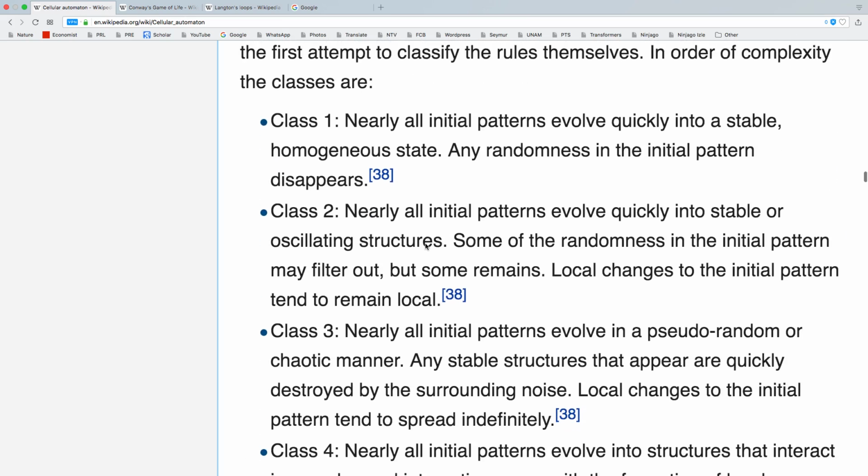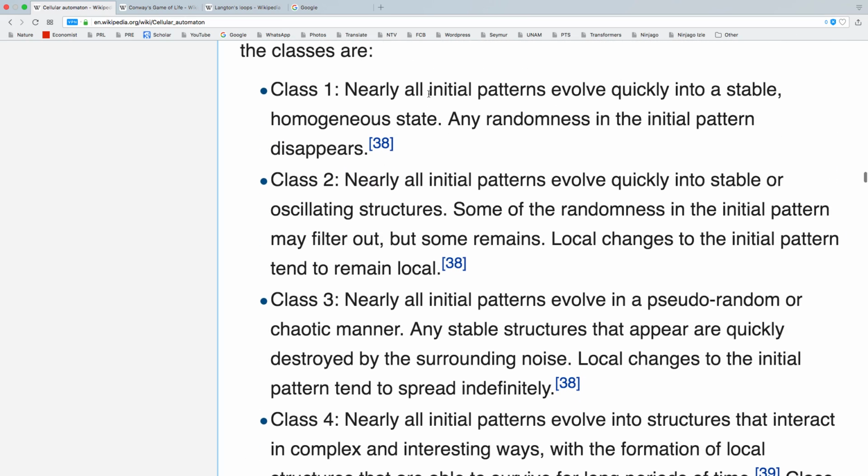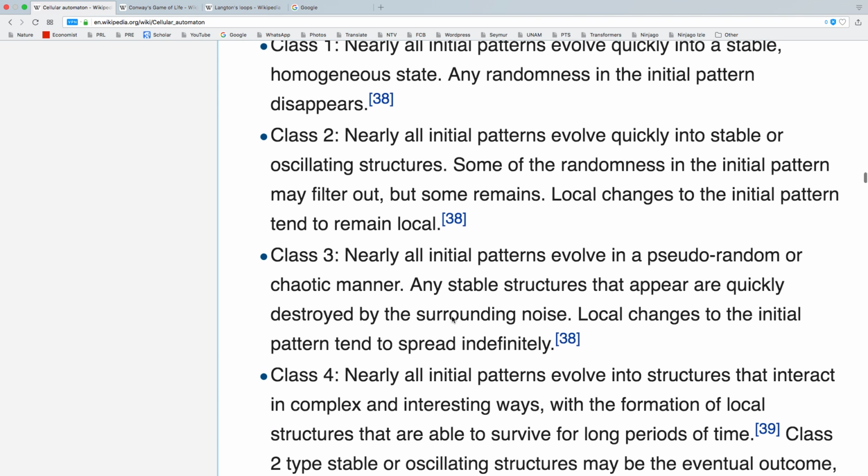But this one, okay. So class 1, nearly all initial patterns evolve quickly into a stable homogeneous state. Any randomness in the initial pattern disappears. By the way, we always started with 1, 1 over there, right? We could have started with randomness, and then you will see more clearly what these classes correspond to. So another one is oscillating patterns. The third one is chaotic.